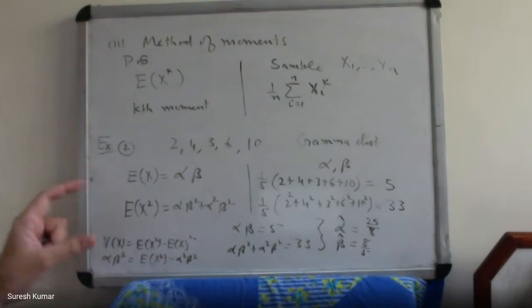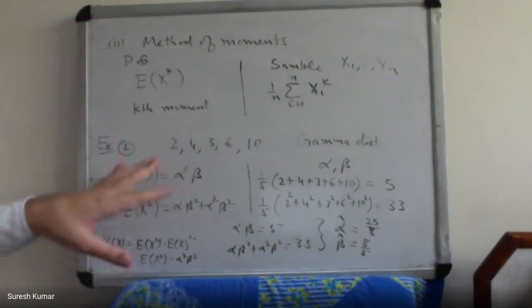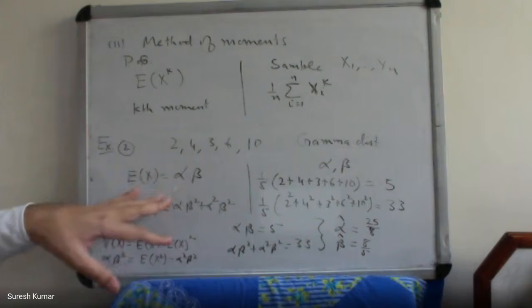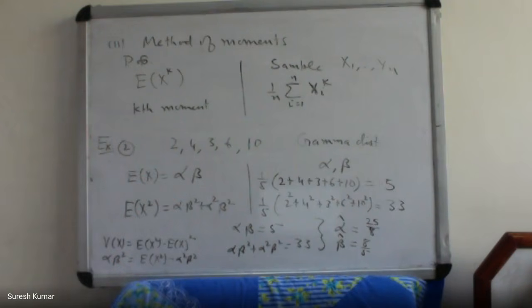So I hope you have understood this method of moments. If you need to estimate more than one population parameter, then write more than one equation from the moments of the sample and the moments of the population. All right, so we are done with one classical method of statistical inference, that is point estimation.